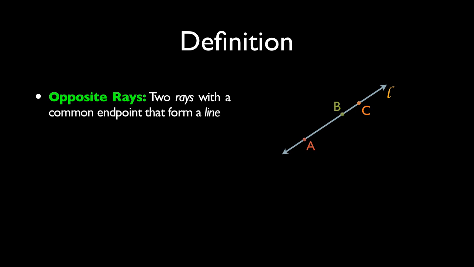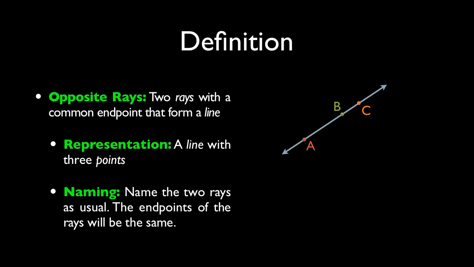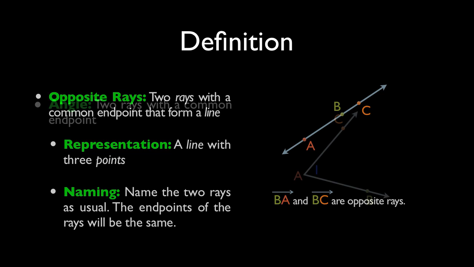Since we're talking about rays, let's talk about opposite rays. These are two rays with a common endpoint that form a line. We represent it with a line with 3 points. And so we'll name the rays as usual, just make sure the endpoints are the same. So the opposite rays here are ray BA and ray BC. Notice how B is the endpoint of both rays.